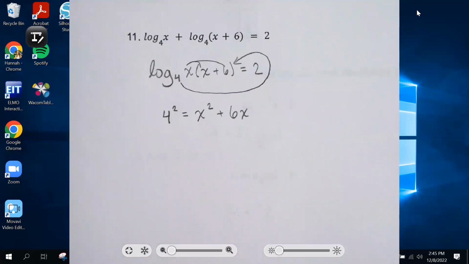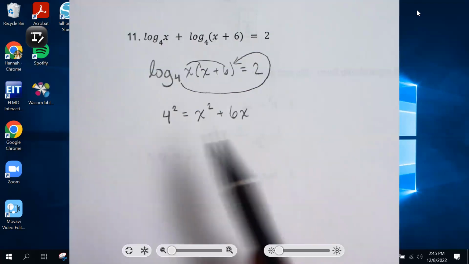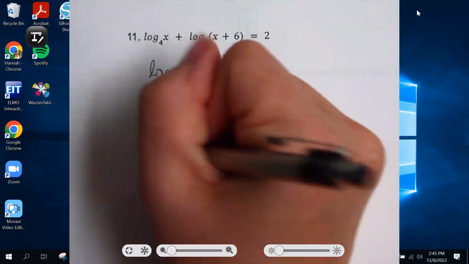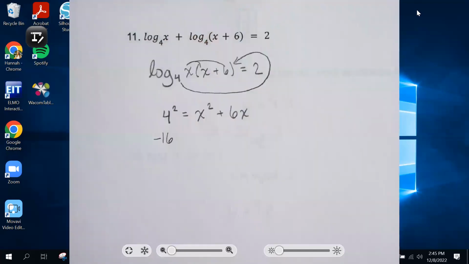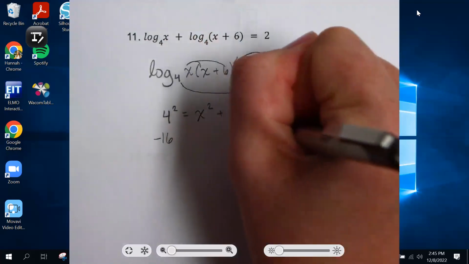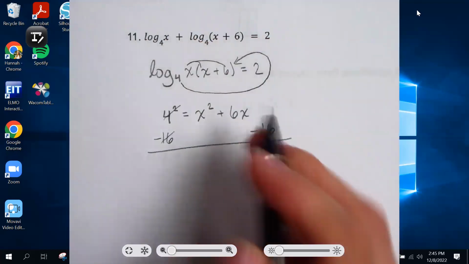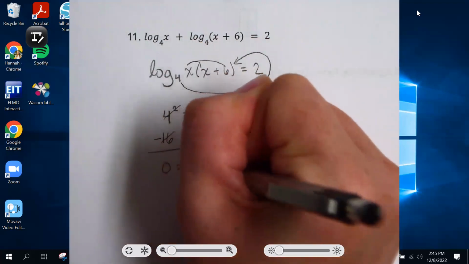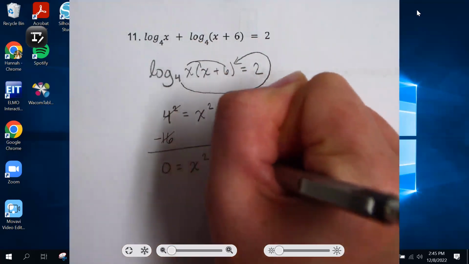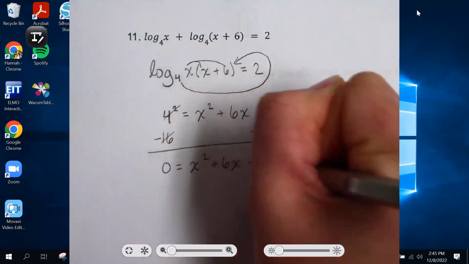If you have x squared plus 6x, or an x squared and an x term, that should tell you that you're going to have to factor to find your answers. In order to factor, we need everything on the same side of the equal sign. 4 squared is the same as 16, so I'm going to subtract 16 from both sides. So 0 equals x squared plus 6x minus 16.